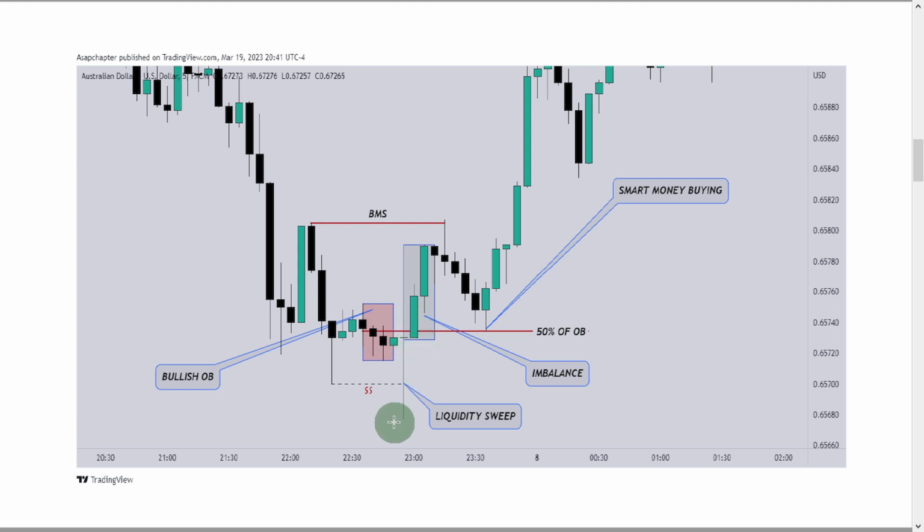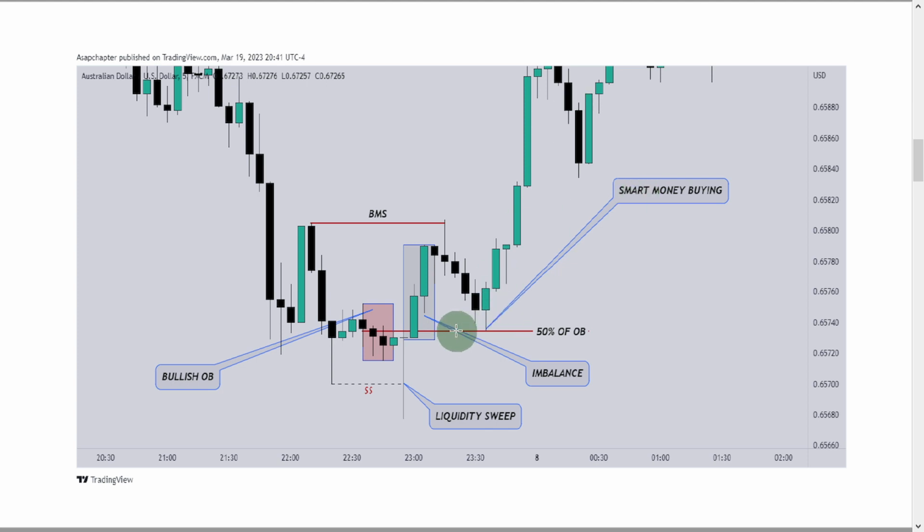You also swept liquidity. So all 3 characteristics of a good order block are checked: a sweep of liquidity, a break of structure, and imbalances. And price pulls back to the 50% of the entire order block. You can take entry from there, and you can see that smart money buys.